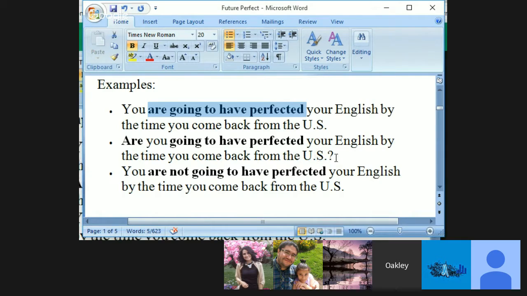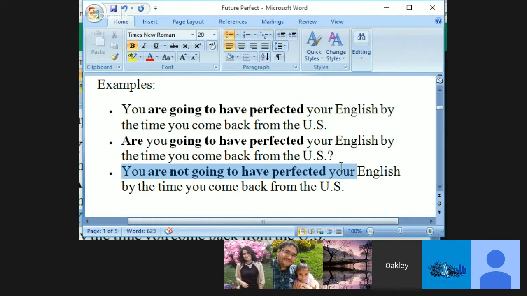Same thing in the question. The first auxiliary, and only the first auxiliary, is transposed with the subject noun. If you happen to need an interrogative like who, what, where, why, when, that goes in front of the first auxiliary here. So maybe, when are you going to have perfected your English? Something like that.